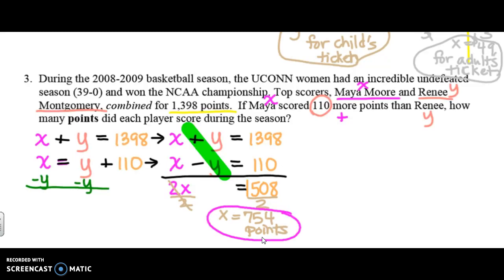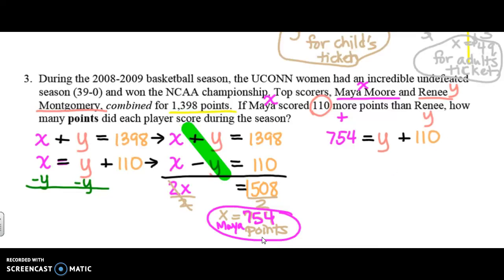That's right. That's a lot of points. Even if she was only shooting 2s, even if she was shooting 3s, that's still a lot of baskets made. Now we have to go back and find out how many Renee Montgomery scored. Now we know it's less than that because Maya had 110 points more. But I'll use that first equation, or I can use that second equation. Well, I'm just going to use the second equation because I used the first equation earlier in a similar problem above. So let's use the second equation.